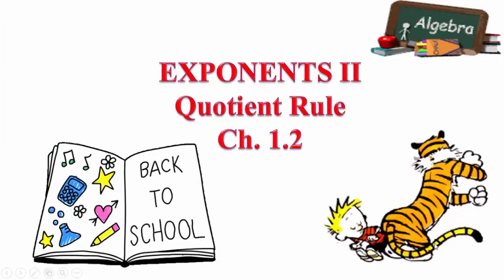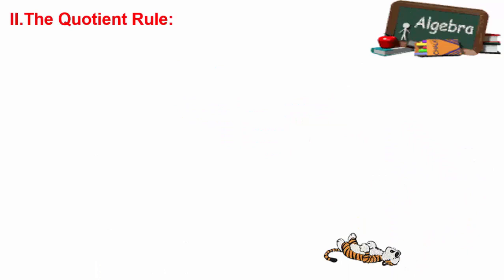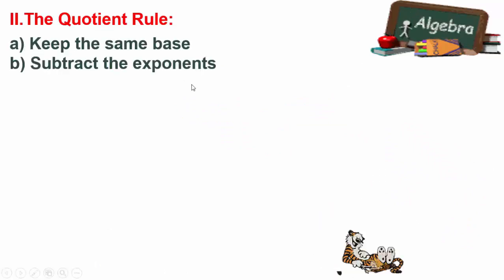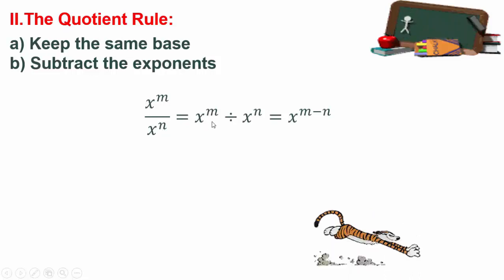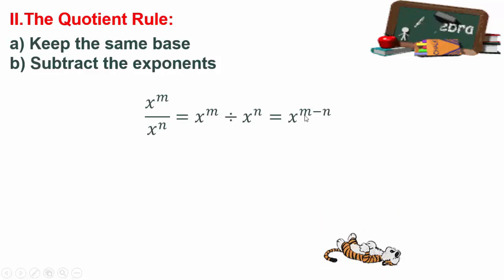Welcome to part 2 of exponents. In this part, we're going to discuss the quotient rule. The quotient rule says that when we keep the bases the same, we subtract the exponents. So for example, if we have x to the m and x to the n, that means that x to the m is divided by x to the n, and that means we're going to subtract the exponents of x. Notice how the base of both of these is the same, and it's x.